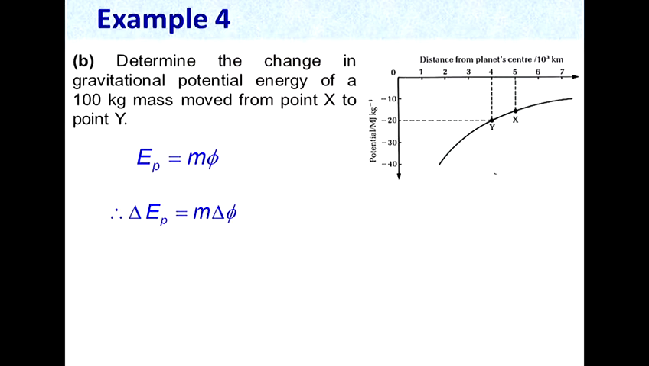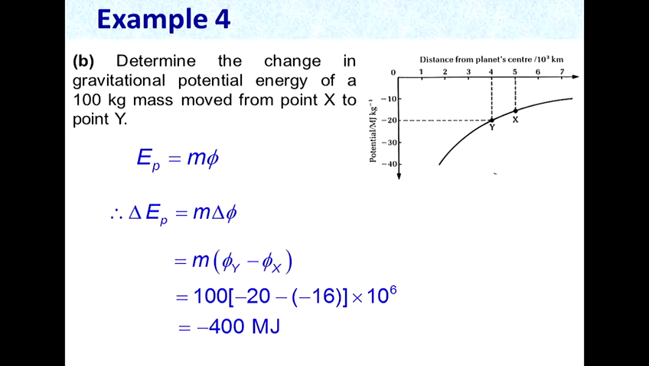Change in potential is always final potential minus initial potential. So it's potential at Y minus initial potential at X. And then you sub in the values you've calculated earlier. Be careful of the negative sign. It's subtracting a negative number, so it's minus minus.